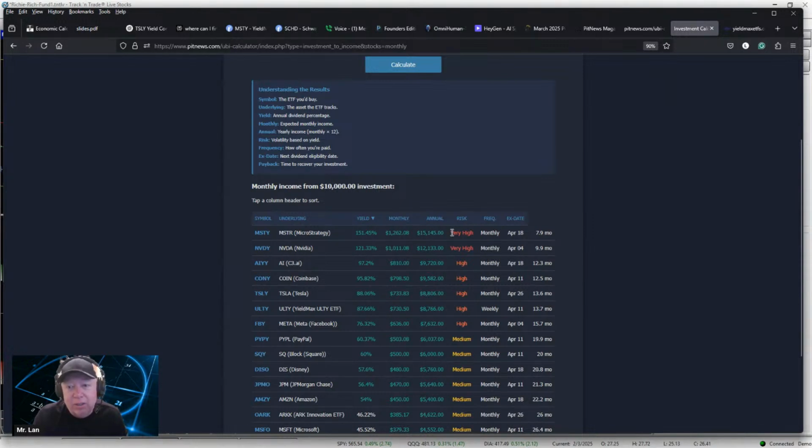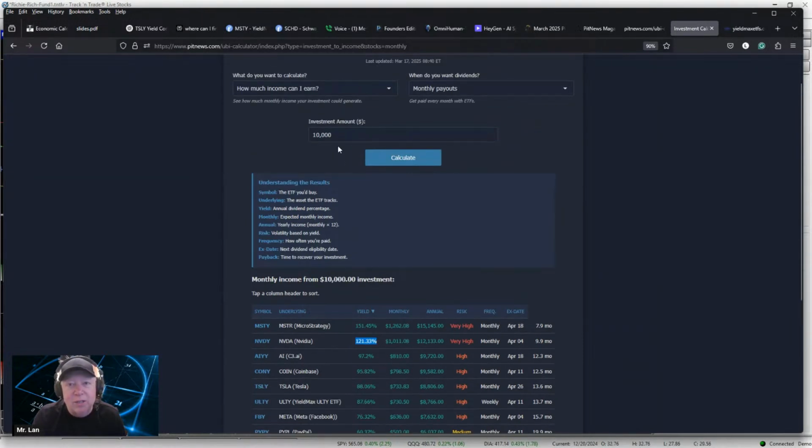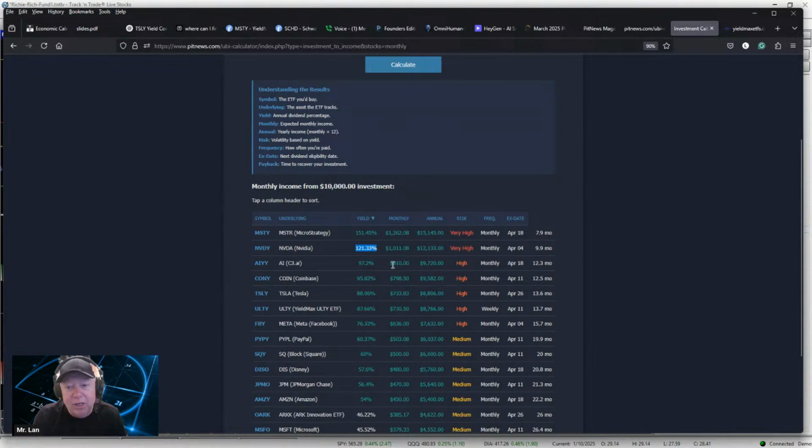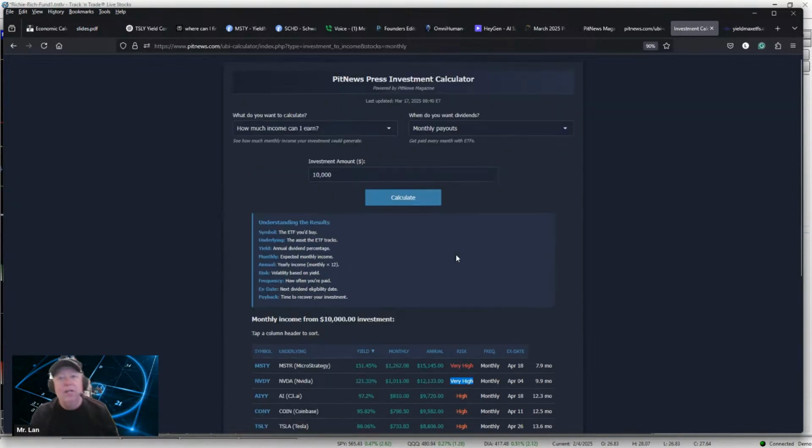Now, notice the risk. Very high risk. That market's going to go all over the place. Why? Because it's Bitcoin. Come on, guys. But look at NVIDIA. NVIDIA is not Bitcoin. And it's got a yield of 121. So if you put $10,000 into NVIDIA, you can get on average $1,000 a month, $12,000 a year on a $10,000 investment. Again, it's very high. It's very risky. It's got a lot of movement in it. But, whew. So that's kind of a neat little calculator.